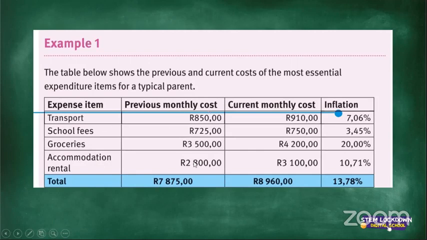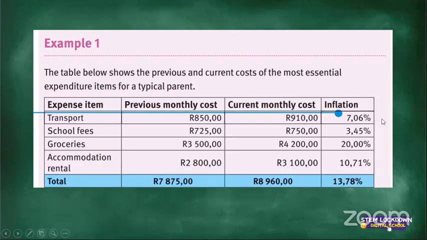So let's say this is May. In April, it cost her 850 rands for transport. School fees, it was 725 rands. Groceries, it was 3,500. Accommodation, it was 2,800. But in this month, May, the transport costs have suddenly increased to 910. School fees have increased to 750. Groceries have increased to 4,200. Accommodation has increased to 3,100.